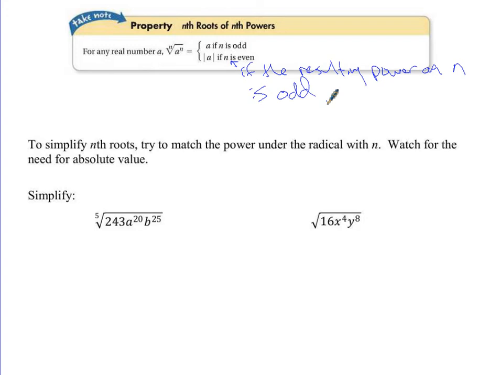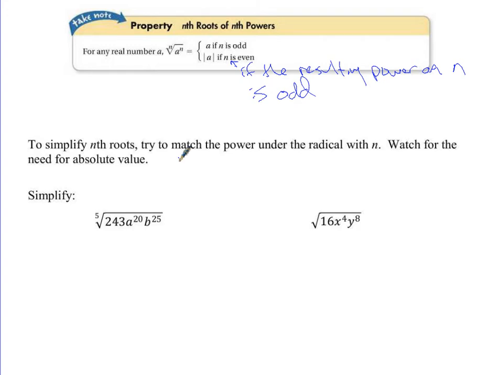It's fine. But if you're taking the even root of something, and what you're taking the even root of has an even power on it, and you wind up with an odd power as your answer, then you have to include absolute value symbols around that part. Just that part, not the whole thing. You'll see it. There's an example here pretty soon.